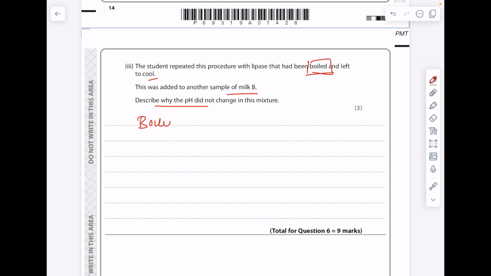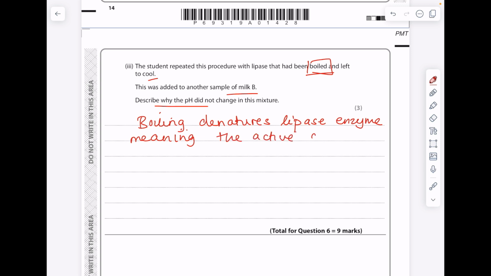Boiling denatures the lipase enzyme. Don't say kills. Say what denature means, meaning the active site changes shape, and the substrate lipid can no longer bind.